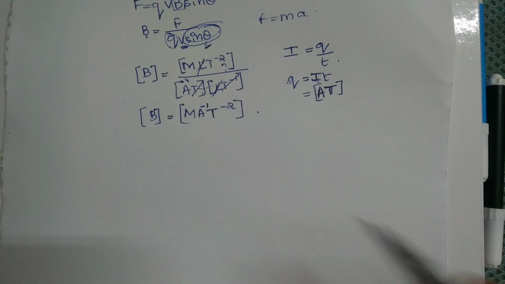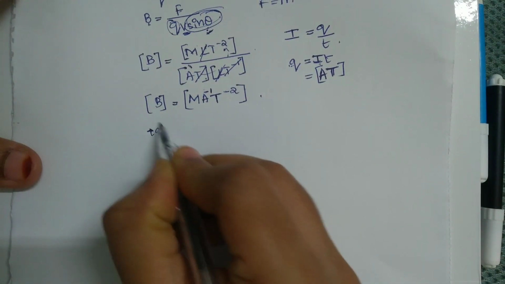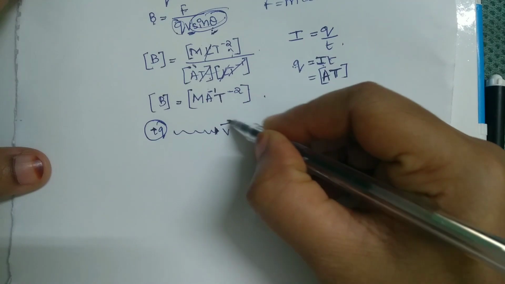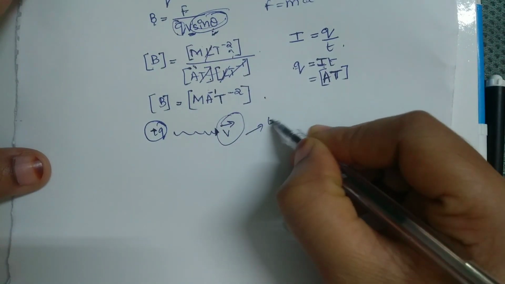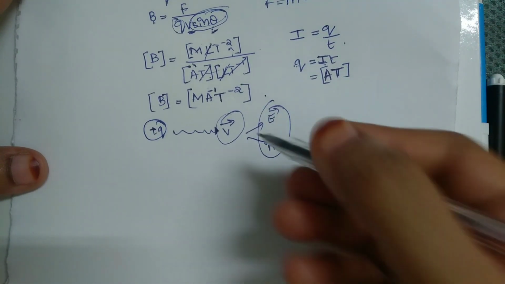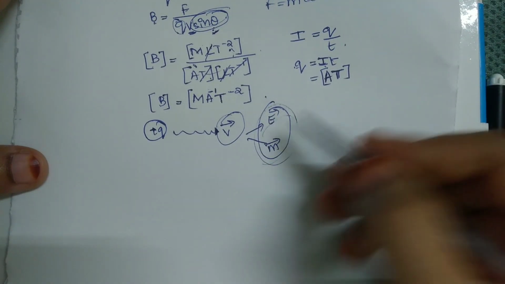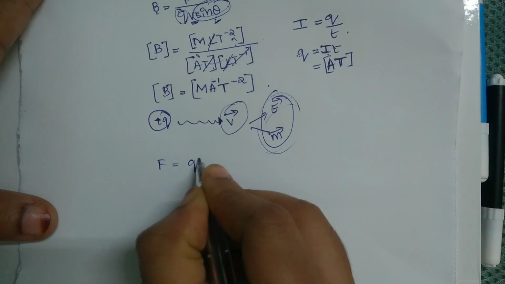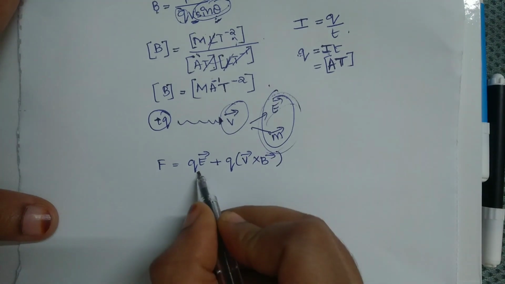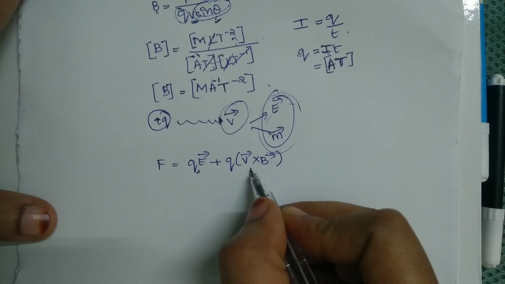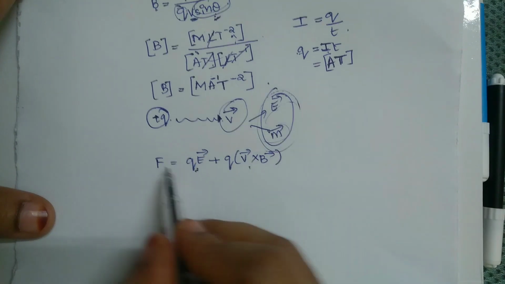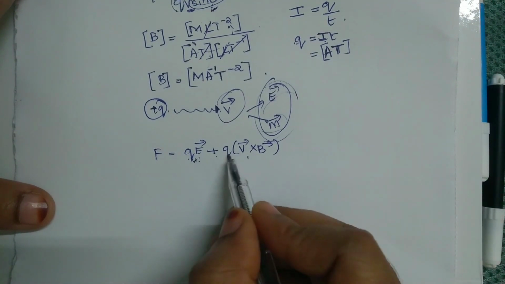So suppose the positive charge is moving, listen very carefully, if the positive charge is moving with a velocity v in the presence of both electric and magnetic field, then the force on the charge due to both the fields will be F is equal to Q into E plus Q into V cross B. This is the force due to the electric field and this is the force due to the magnetic field.